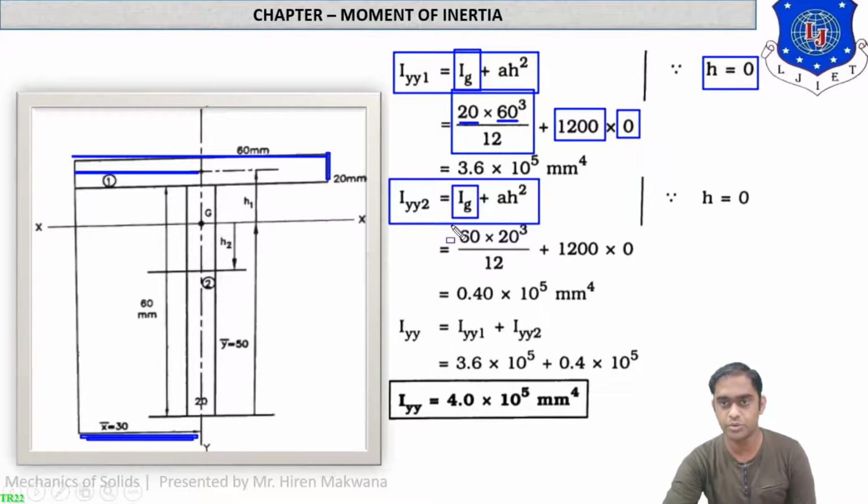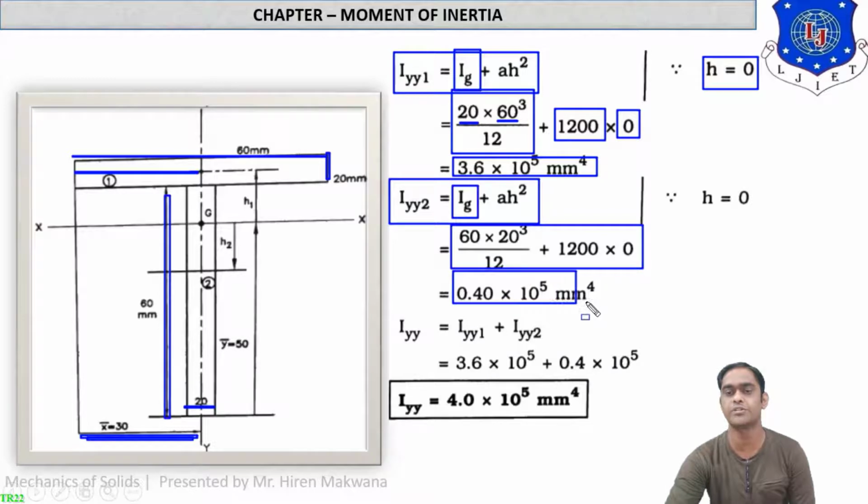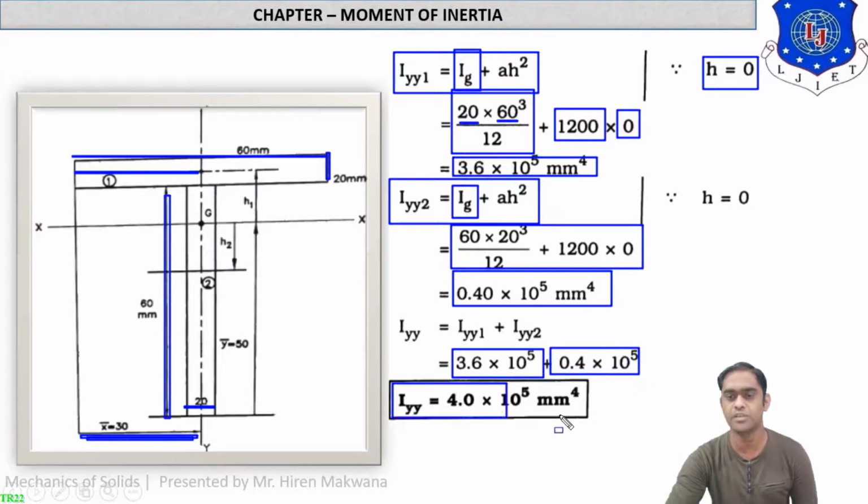So for part 2, it is 60 into 20 cube by 12 plus 1200 into 0. For part 2, depth is 60 and width is 20. So by calculating, the first value will be 3.6 into 10 raised to 5 and the second value will be 0.40 into 10 raised to 5 mm raised to 4. We want to calculate Iyy for the entire section. So Iyy for the entire section will be the summation of Iyy1 and Iyy2, meaning addition of the moment of inertia of part 1 and part 2. So by adding the part 1 answer and the part 2 answer, you will get the total Iyy of the section.